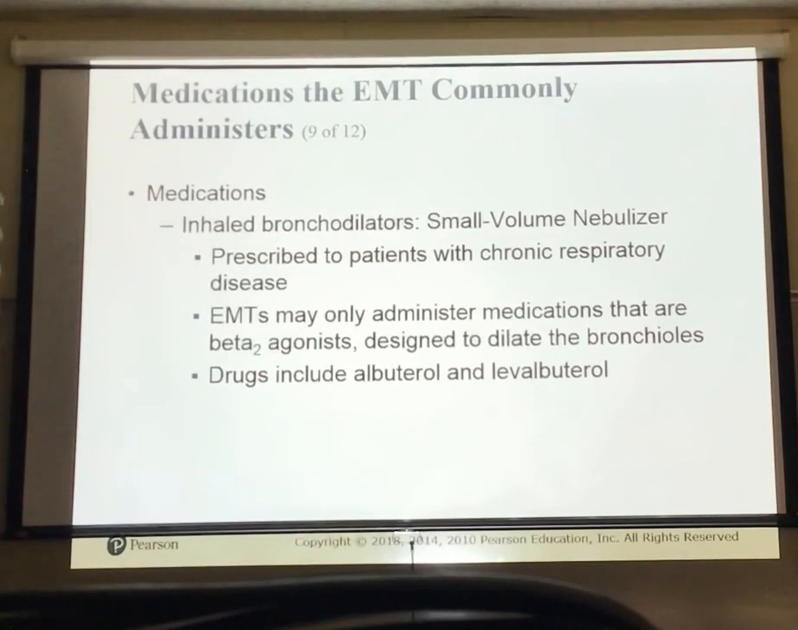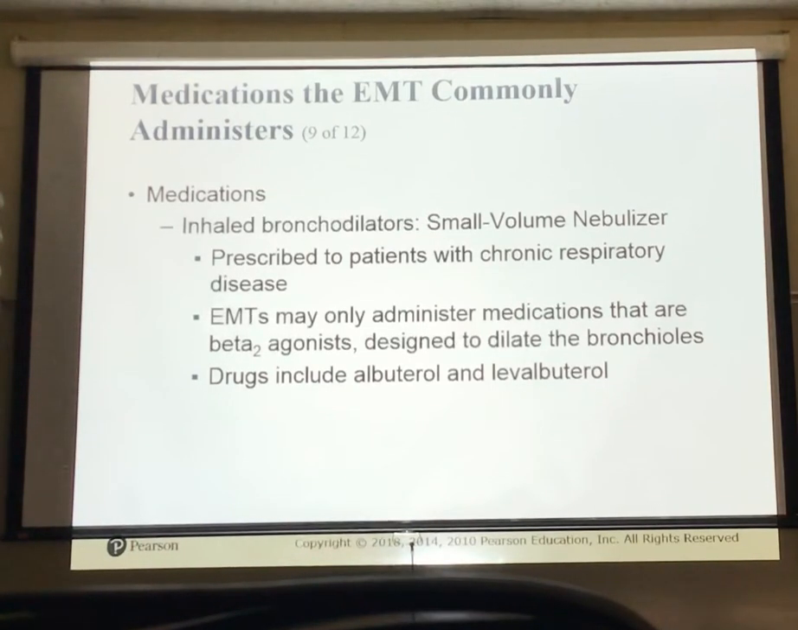Inhaled bronchodilators are medications that cause the bronchioles to dilate. All right, that's what we need to know. They have beta-2 properties. Beta-2 works on the lungs.